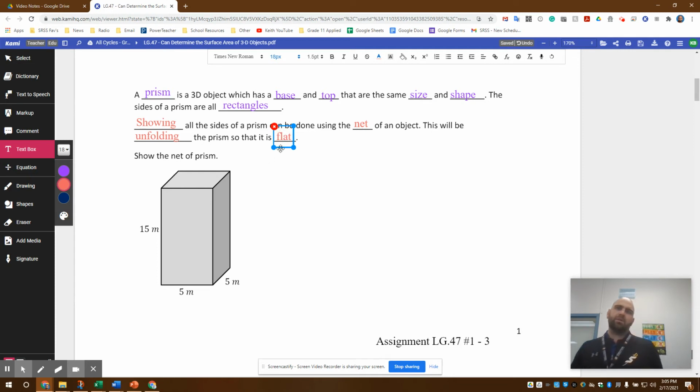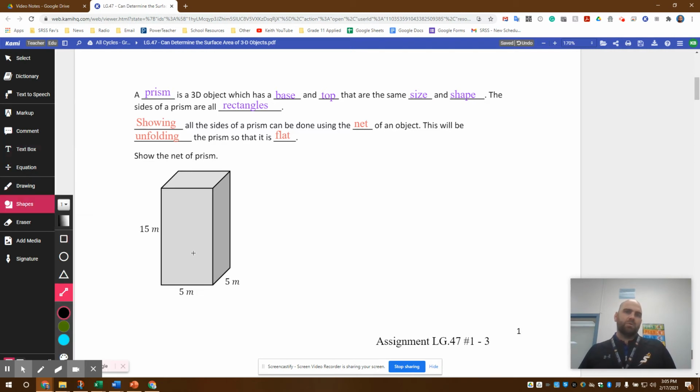In the case of a rectangular prism like this, think of it as taking a cereal box or a cardboard box and unfolding it all, cutting the sides, so we can see it flat. This one right here, what it's going to look like, and I'm going to do a very quick little demonstration of it. I'm going to try to draw rectangles.